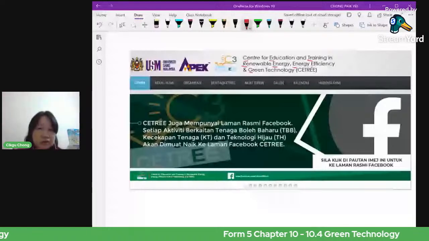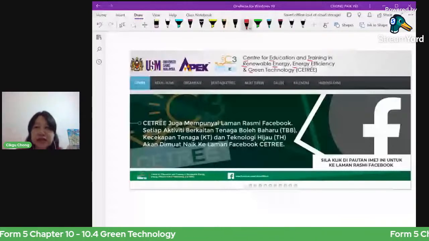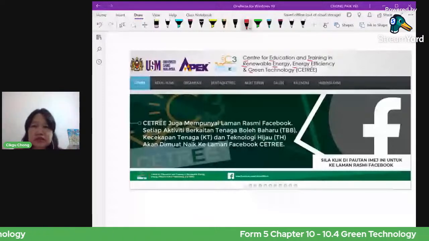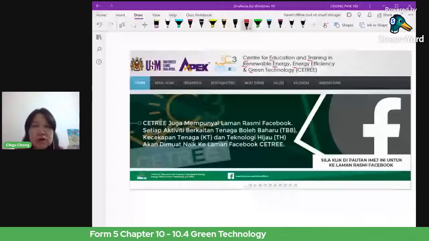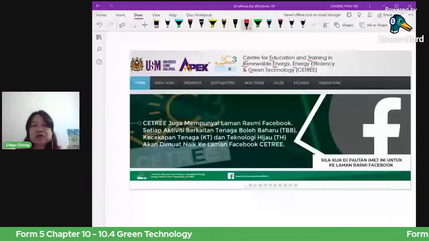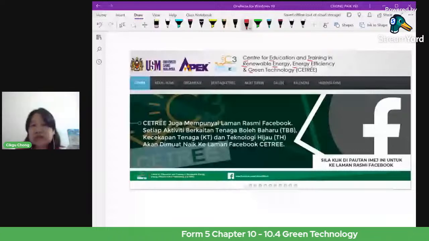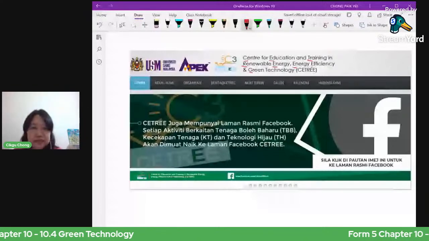All right, you have modules, how to carry out projects under green technology. So I would advise you, if you want to get to know more about green technology, just type CETRE, it will bring you to this. There's only one CETRE there. So this is the foremost authority in Asia when it comes to green technology. All right, okay. So that's CETRE.